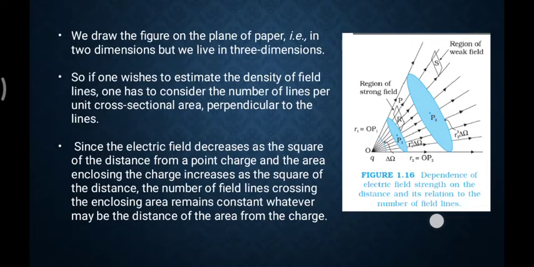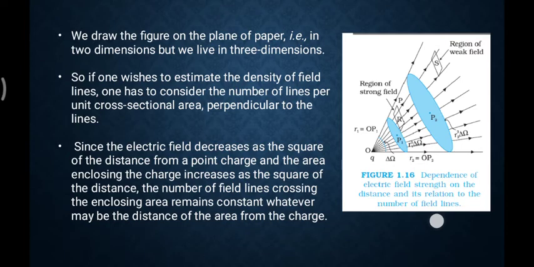If you draw the arrows, the vectors, very close together, it does not mean the electric field of that charge is strong. We cannot make a judgment that way. So that's why we have introduced a new concept of flux, or the density of the field lines. We draw one figure in a plane of paper, for example 2 dimensions, because we are living in 3 dimensions but have only 2 dimensions for our drawing.